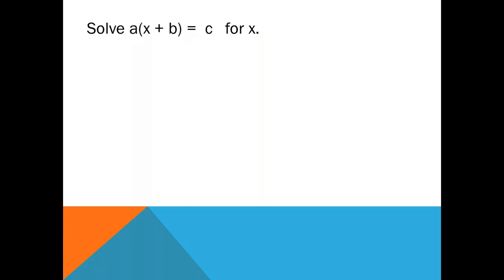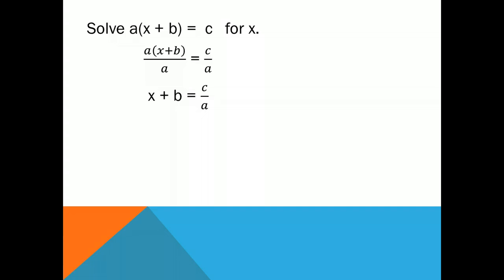So let's try another one. Solve a times the quantity x plus b equals c for x. So now you're trying to isolate the x again. If we try to isolate the x, the first thing we need to move is the a. So we're going to divide both sides by a. So x plus b is equivalent to c divided by a.